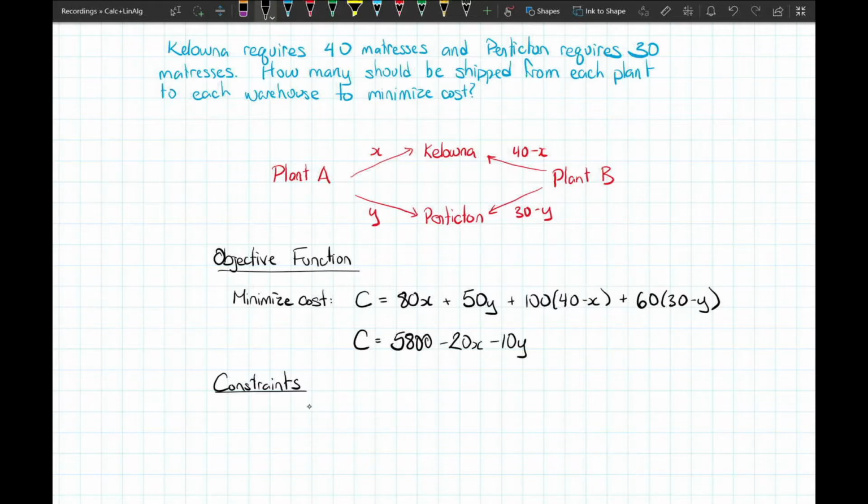So we would have to put at least a constraint in there that x and y both must be greater than or equal to 0. Now similarly, the number of mattresses sent from plant B to Kelowna or Penticton must also be positive numbers. But in this case, it's not simply just having x greater than or equal to 0 and y greater than or equal to 0, we must have 40 minus x greater than or equal to 0 and 30 minus y greater than or equal to 0.